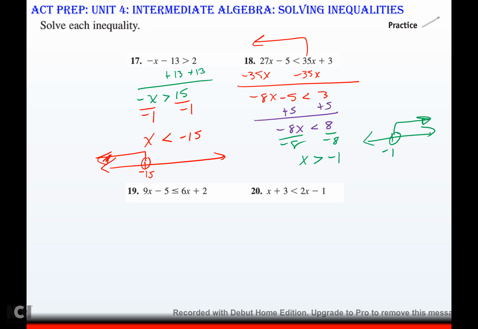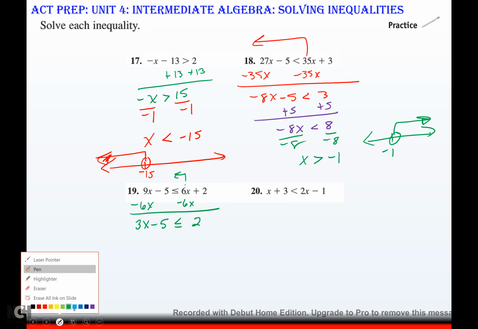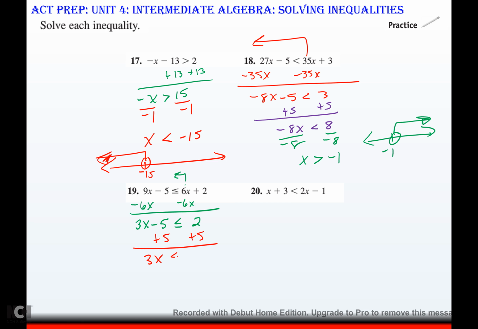Okay, 19. I've got x's on both sides, so I'm going to move this one over with minus 6x, minus 6x. That gives me 3x minus 5 less than or equal to 2. To get x alone, I'm going to add 5. I get 3x less than or equal to 7. Divide by 3, and x is less than or equal to 7/3. Which means I can include 7/3 because of the or equal to, and anything smaller would be solutions.